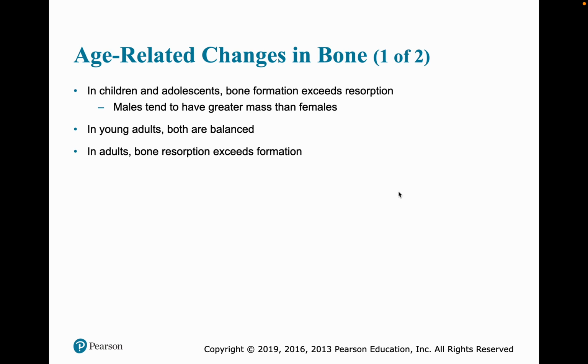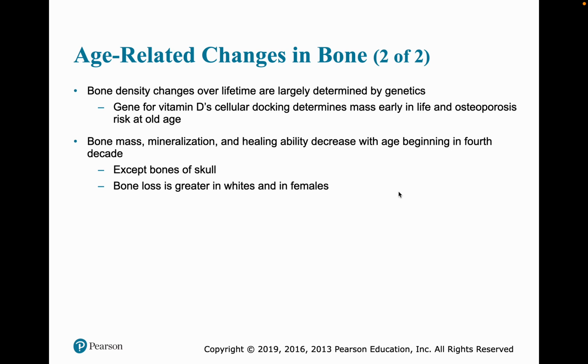In children and adolescents, bone formation is going to exceed resorption. Males have a tendency to have greater bone mass than females related to the presence of testosterone, as most of our differences between males and females are. As we reach adulthood, bone reabsorption and laying down tend to be balanced. However, eventually, reabsorption will exceed formation. Bone density changes are largely determined by genetics. The gene for vitamin D docking determines the mass early in life and your osteoporosis risk at old age.